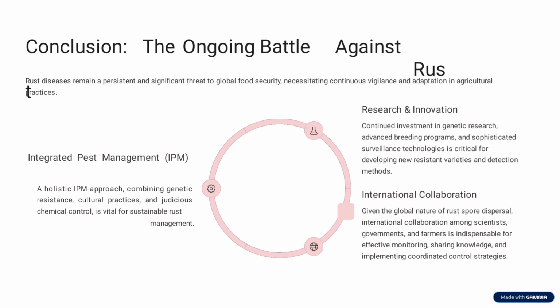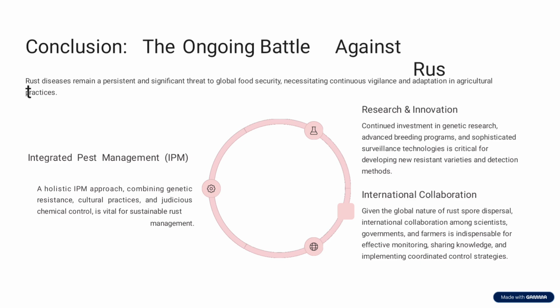The ongoing battle against rust disease: integrated pest management, research innovation, international collaboration. The IPM approach combines genetic resistance, cultural practices and judicious chemical control for sustainable rust management. Research innovation, continued investment in genetic research, advanced breeding programs and sophisticated surveillance technology are critical for developing new resistant varieties and detection methods.